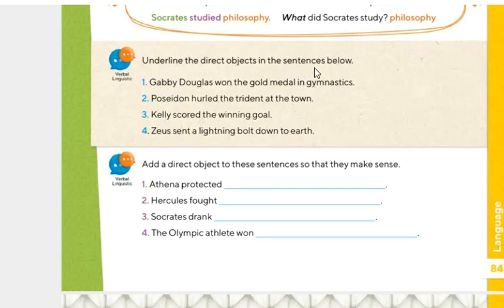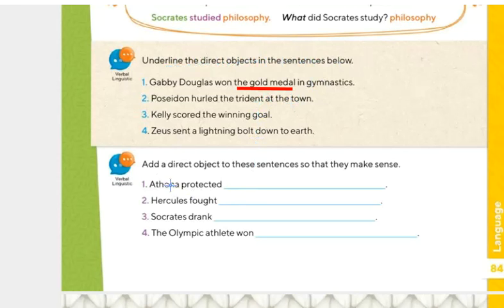Underline the direct objects in the sentences below. Gabby Douglas won the gold medal in gymnastics. Okay. If we know what the direct object is, we know what the subject is, we know what the verb is, so we have to ask, Gabby Douglas won what? Won the gold medal. That is the direct object. And it says underline the direct objects. So I did the first one for you, you do the rest, okay?